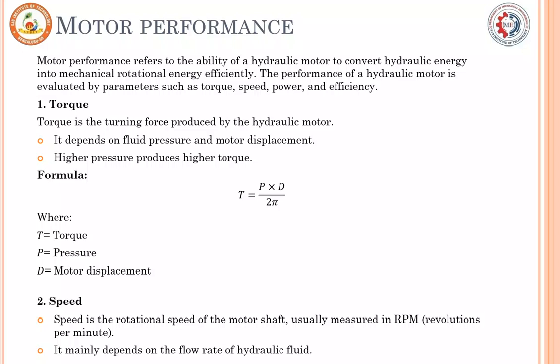The torque depends on the fluid pressure and the motor displacement. The higher the pressure, the higher the torque you are going to get. So T is the torque you are going to calculate, P is the pressure, and D is the motor displacement, which you are supposed to compute.